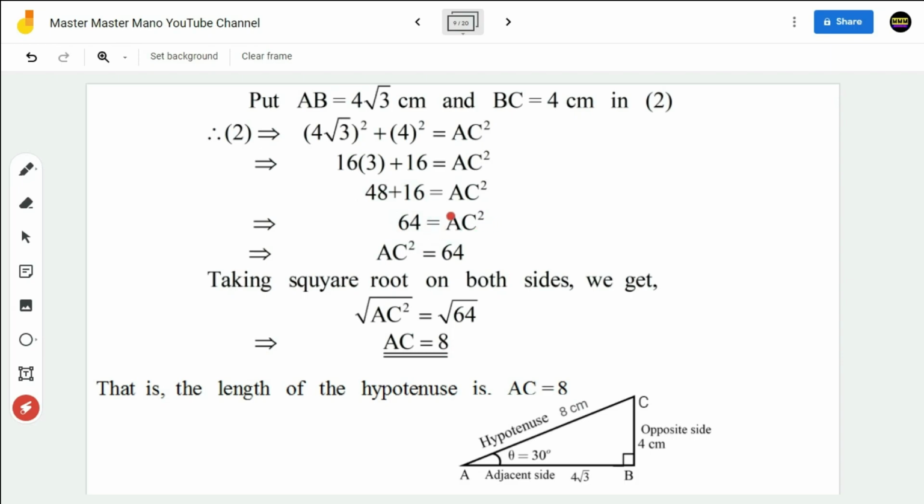Now we are taking the AC square which is on the right hand side to the left hand side, and 64 which is on the left hand side to the right hand side. There will be no change in sign because the whole thing on the right side is going to the left hand side and the whole thing on the left hand side is going to the right hand side. So we have AC square equal to 64. Taking square root on both sides, we get root of AC square equal to root of 64. Root of AC square is AC, equal to root of 64, which is 8. Thus we have found the length of the hypotenuse AC as 8 centimeter.